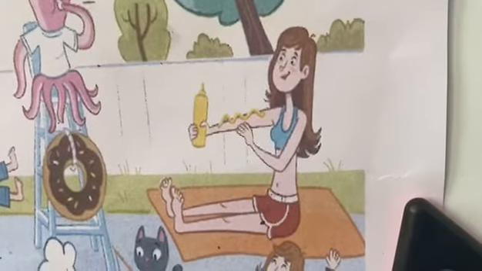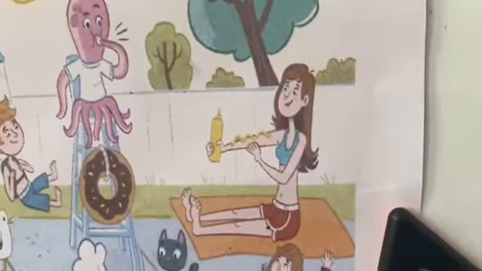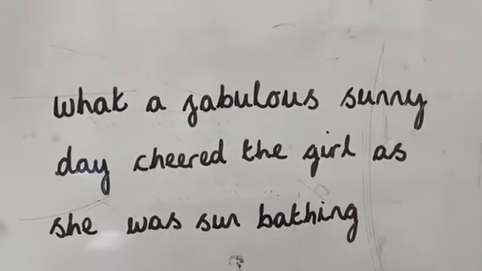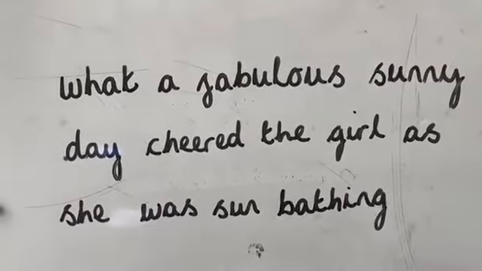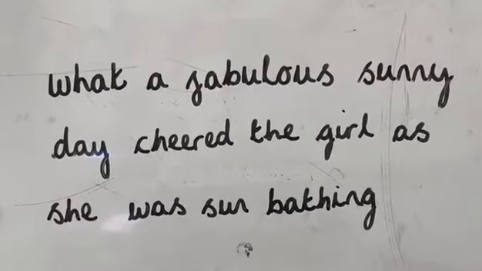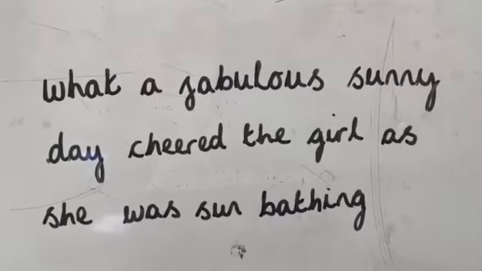This girl here looks like she is having a lovely time in the sun. Now I've written a sentence, but I've not punctuated it correctly. There are lots of things wrong with my sentence. "What a fabulous sunny day," cheered the girl as she was sunbathing. I've not got one piece of punctuation. I've not checked my capital letters. And I definitely don't have any speech marks. Can you pause the video and fix my sentence for me?